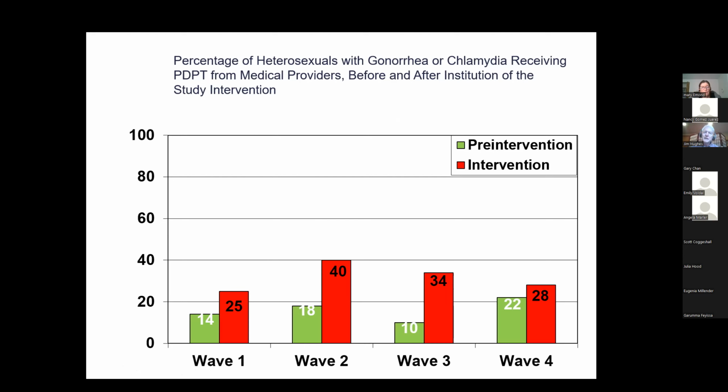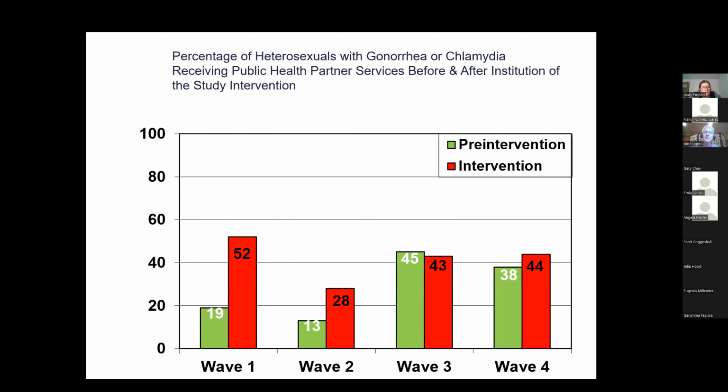The other piece of the program was the partner services. So, health clinic personnel helping deliver the intervention if the index patient wasn't able to. And what we see in the first 2 waves here is a decent increase in provision of these partner services before and after.